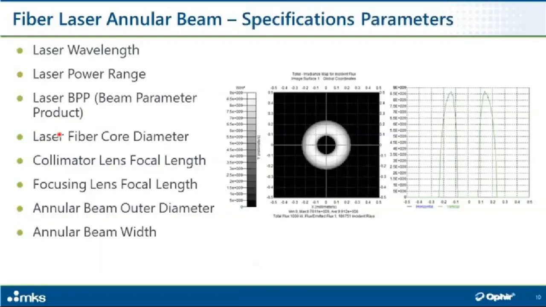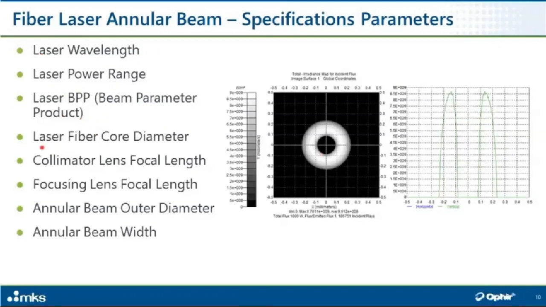Now, we can design and manufacture the optics required for annular beam, but in order to do that, we must know all these parameters. So these parameters should be specified by the customer in order for us to design and manufacture the right optics to generate annular beam. So the parameters include the following. First of all, laser wavelengths, then laser power range, laser BPP. BPP is beam parameter product, which means the quality of the beam.